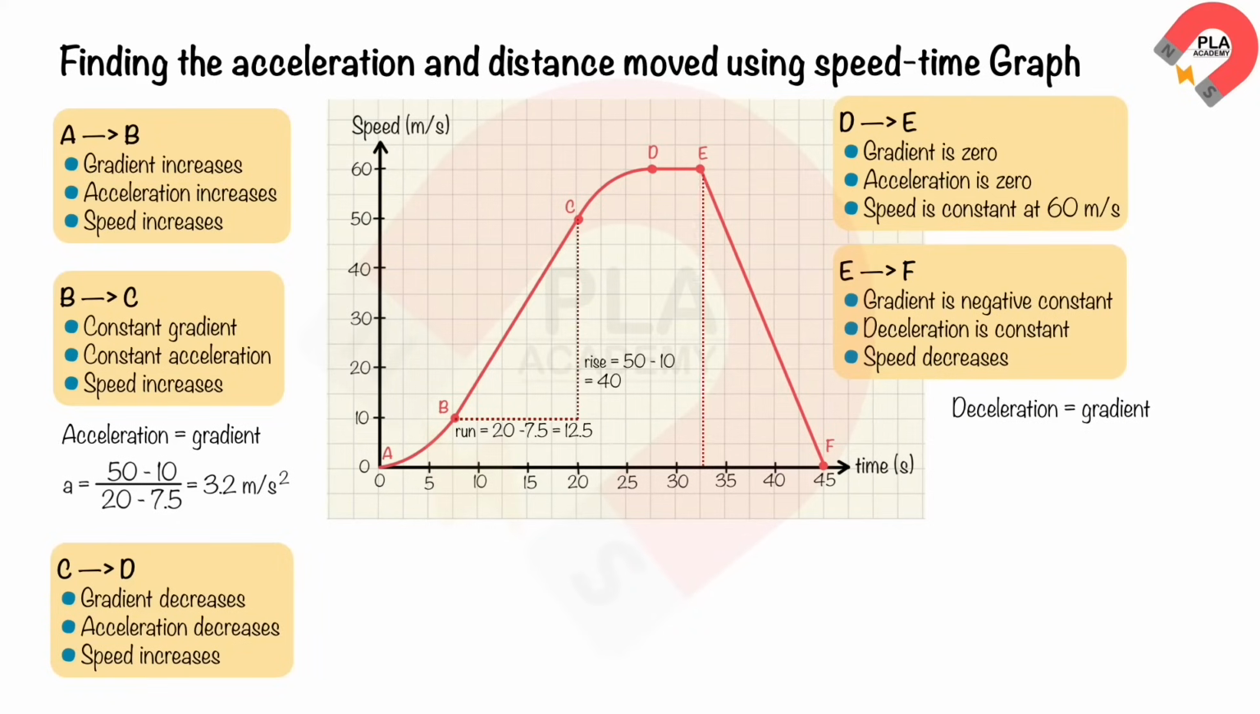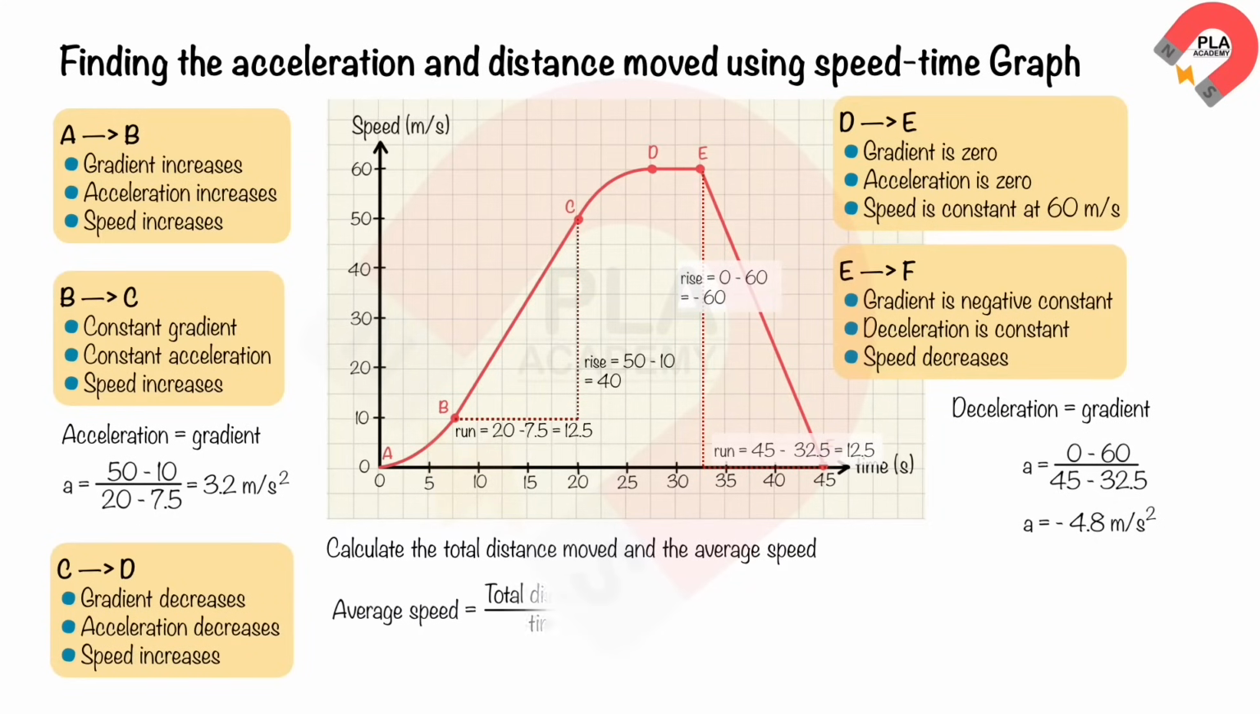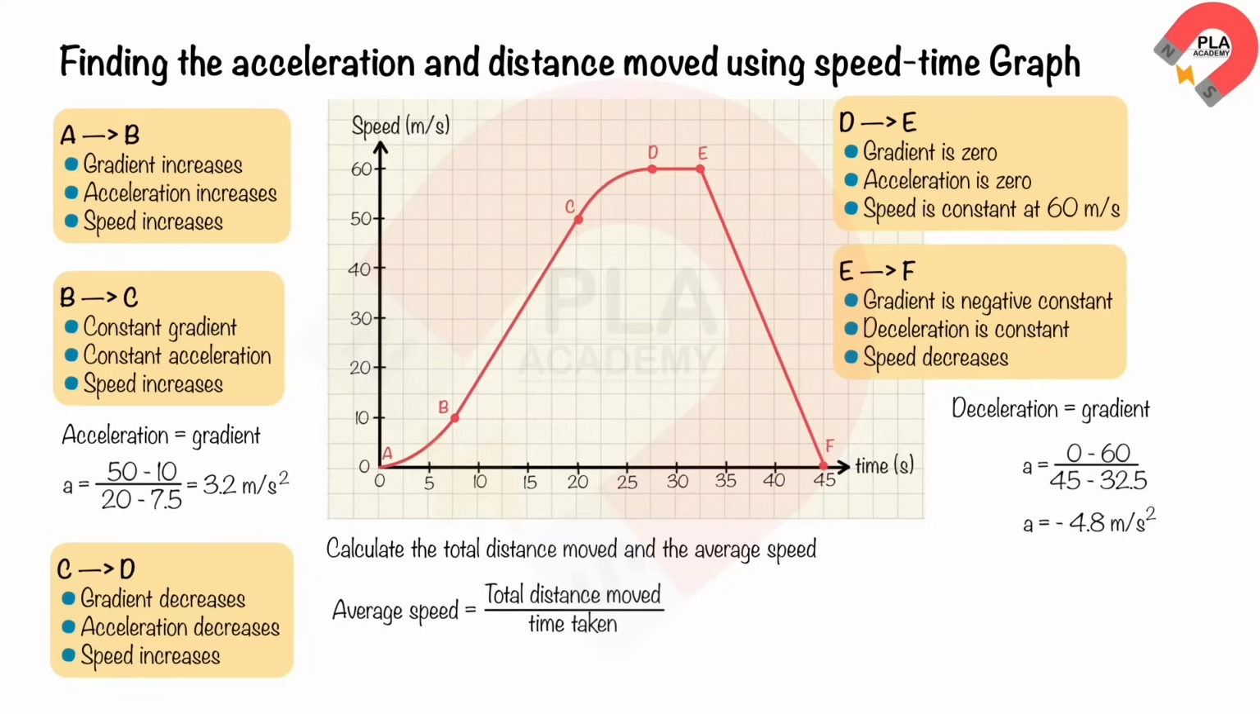We draw a right triangle. Here is change in y, or rise, is equal to 0 minus 60 equals minus 60. Here is change in x, or run, is equal to 45 minus 32.5 is equal to 12.5. Since the deceleration is equal to minus 60 divided by 12.5 equals minus 4.8 meters per second squared. We can find the average speed by the total distance moved divided by total time taken. The total distance moved is equal to the area under graph.